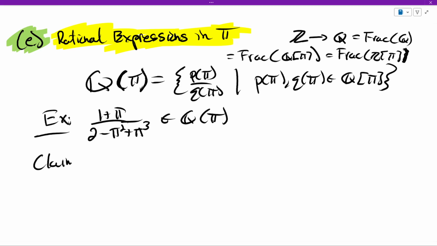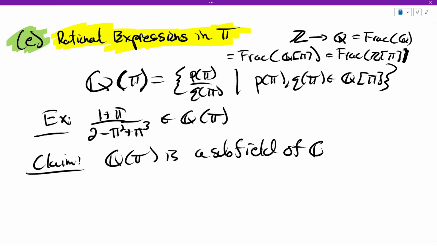Claim: Q adjoin pi is a subfield of C. In fact, it's even a subfield of R. And it's a very weird subfield of R, at least I think it's a weird subfield. It's not that weird, actually, from an algebra point of view. But it's not an example you might normally see in an introductory course on fields.